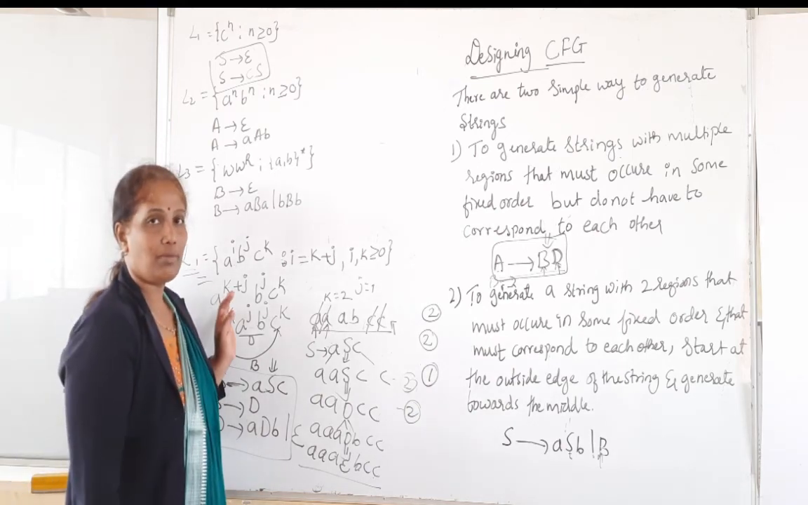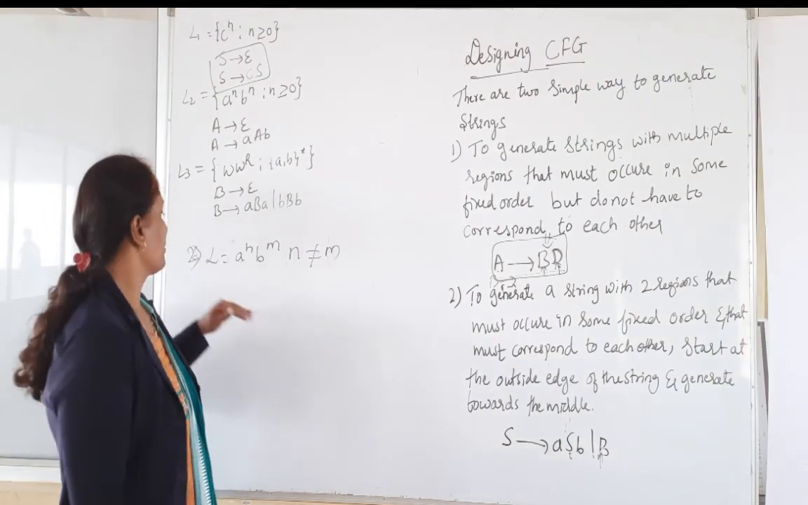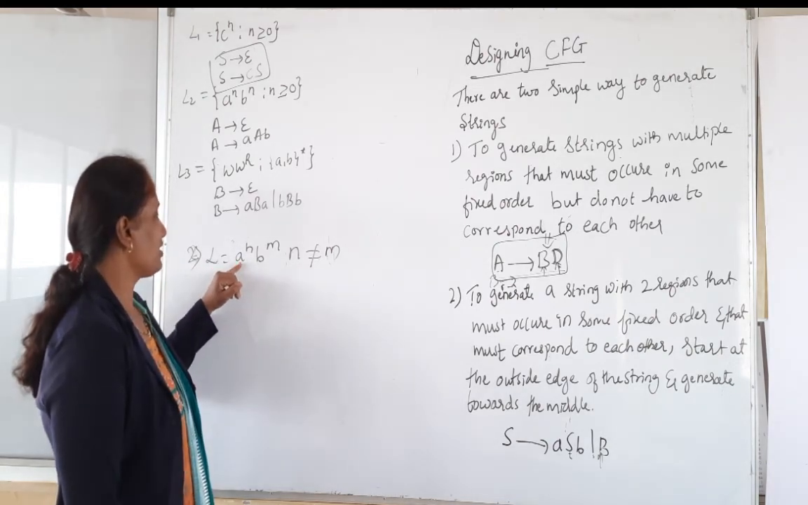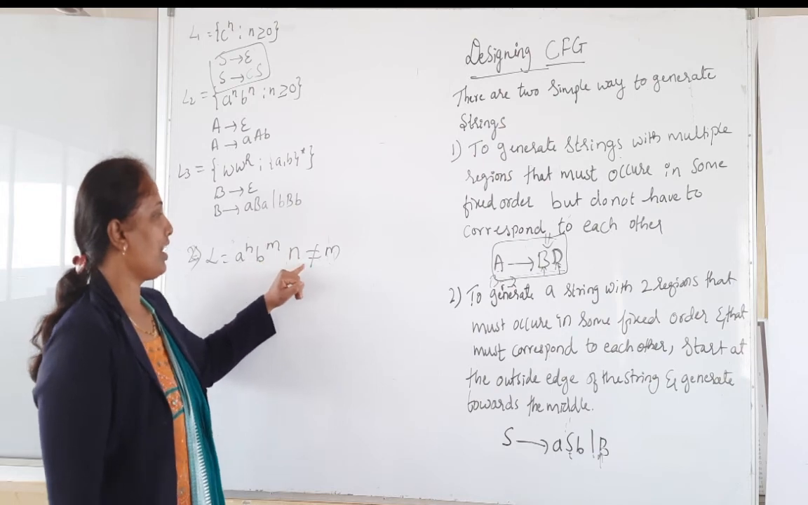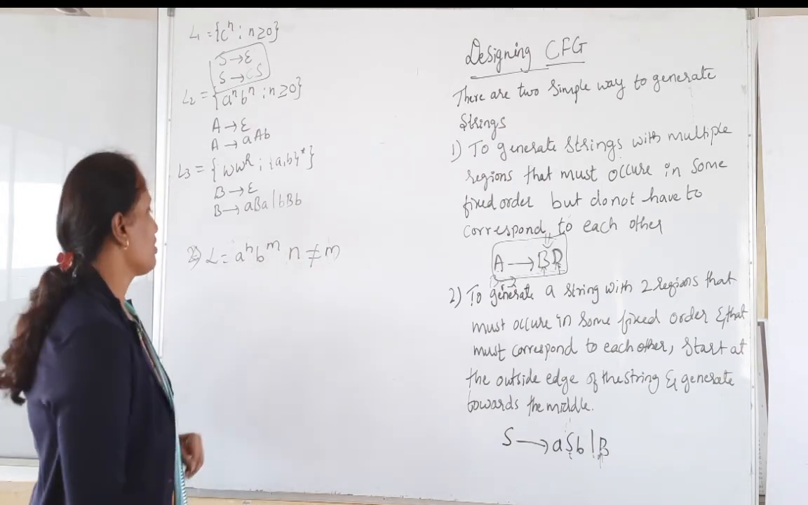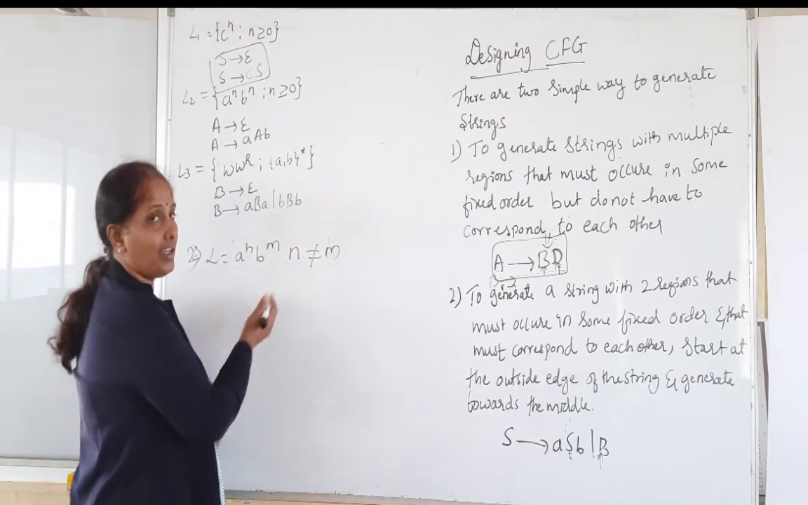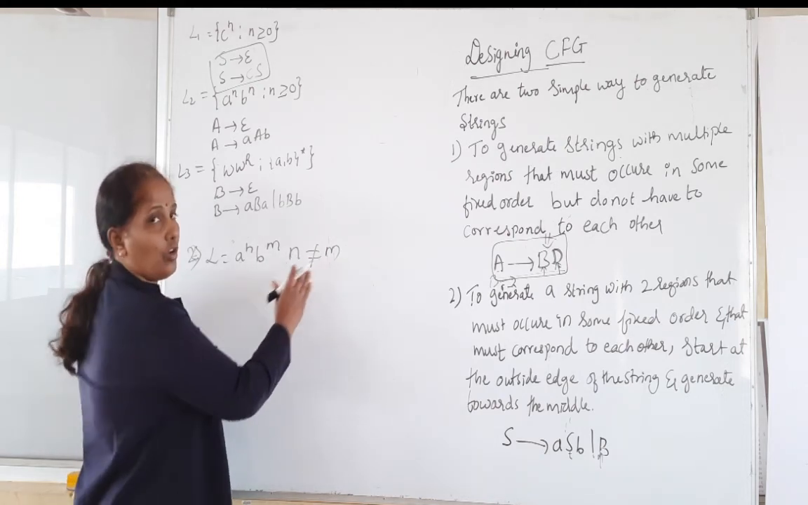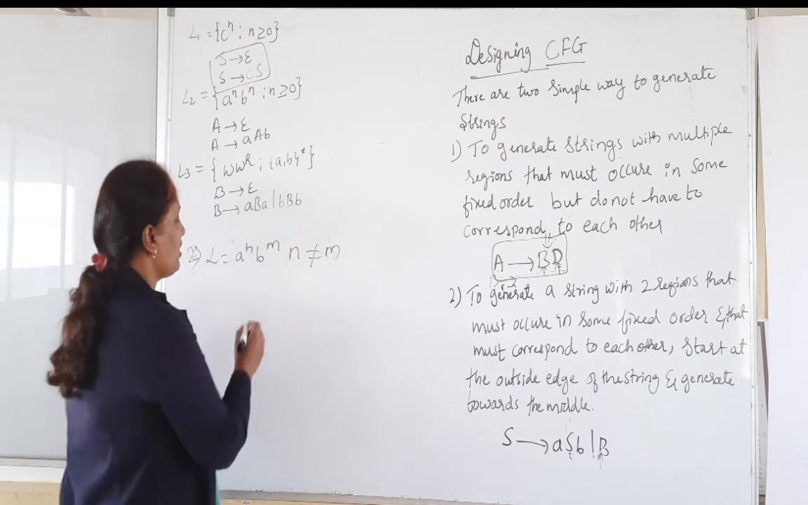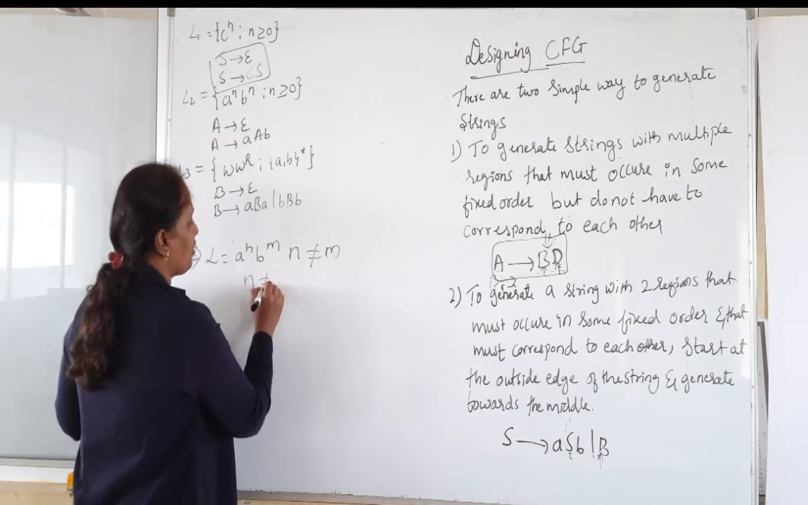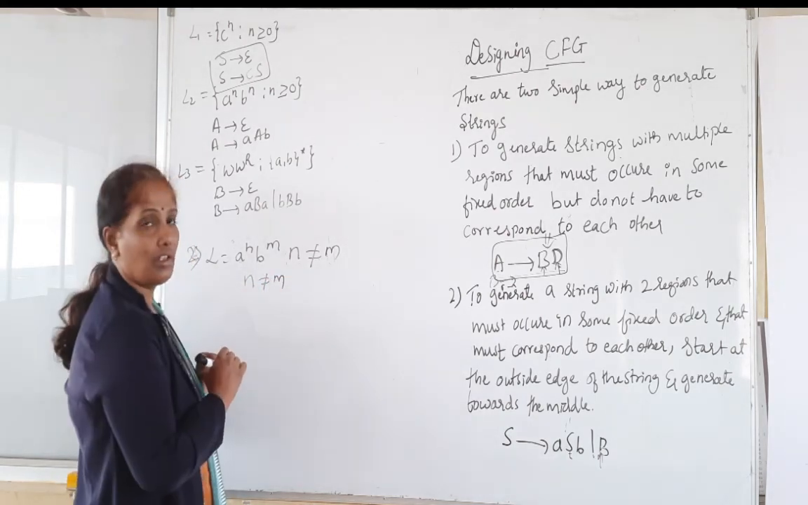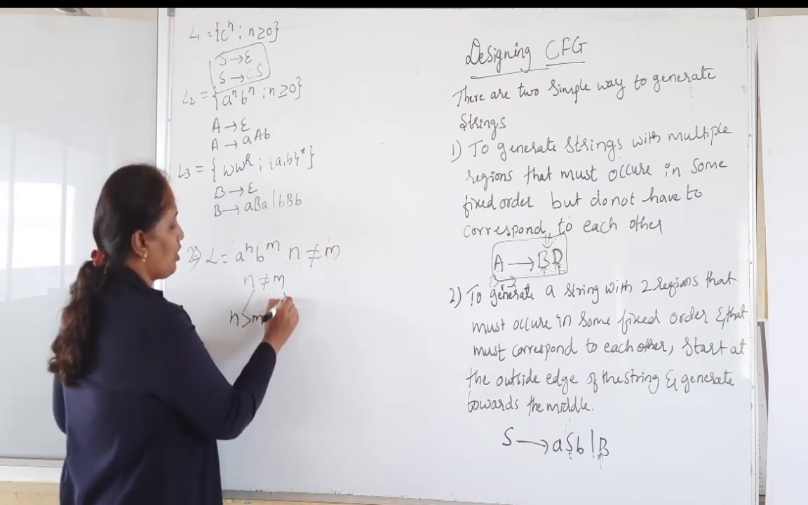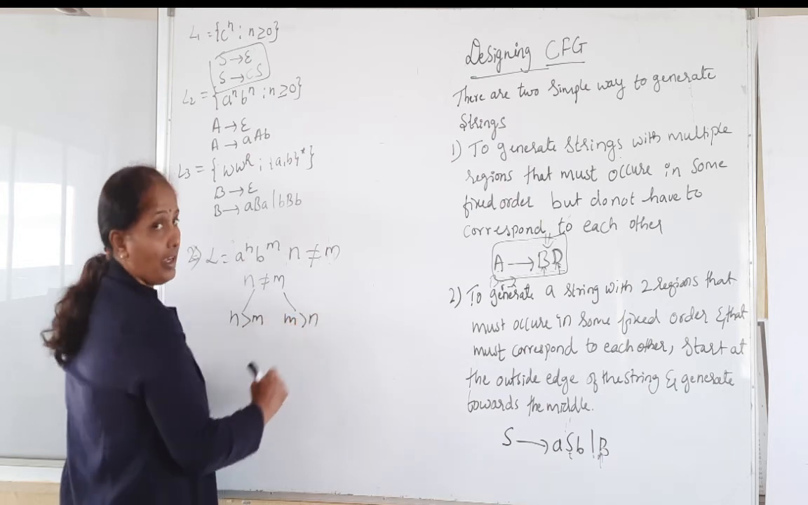Next we'll take one more example on this. The second example is where the language defines A raised to n, B raised to m, where n is not equal to m. So the occurrence of A is n times and the occurrence of B is m times, where the occurrence of A is not equal to the occurrence of B. So here n is not equal to m indicates what? There are two ways: n should be greater than m, or m should be greater than n.